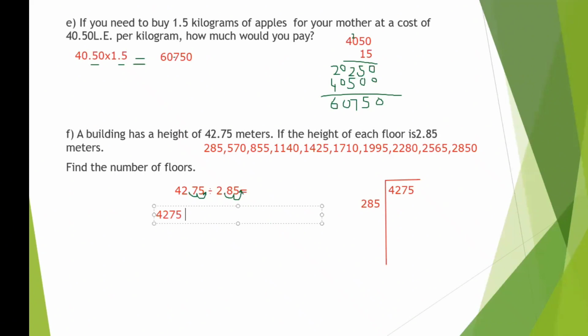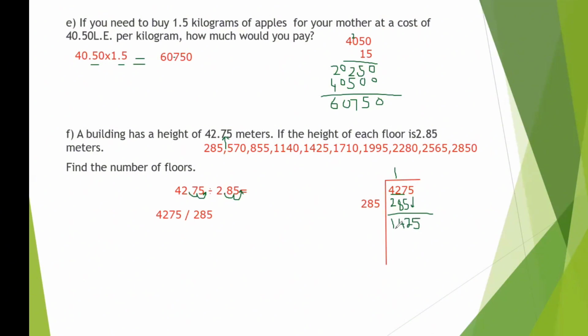So it will be 4,275 divided by 285. When we divide, we can write the multiples of 285. Now, 4 is smaller and 42 also smaller, so you can regroup 427. 427, you can find it here. How many multiples before 427? Only one multiple. 1 times 285 equals 285. Now, subtract. 427 minus 285 equals 142. Get down 5.